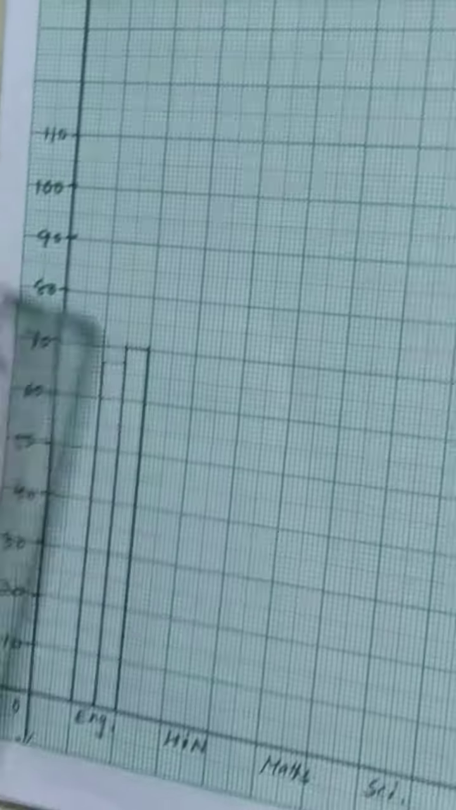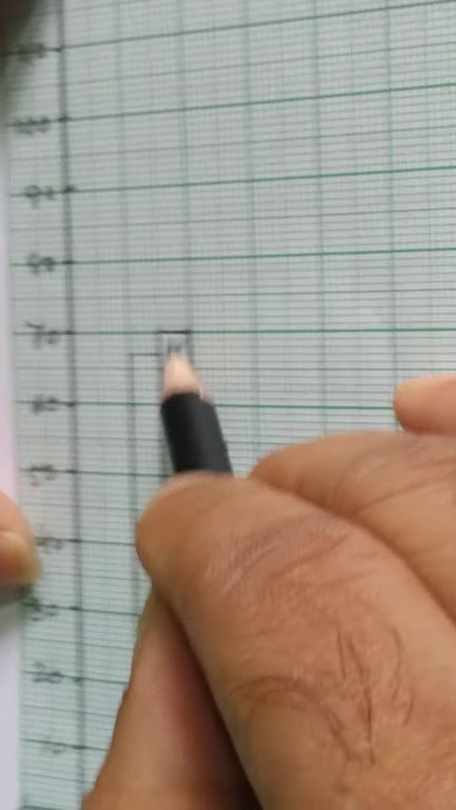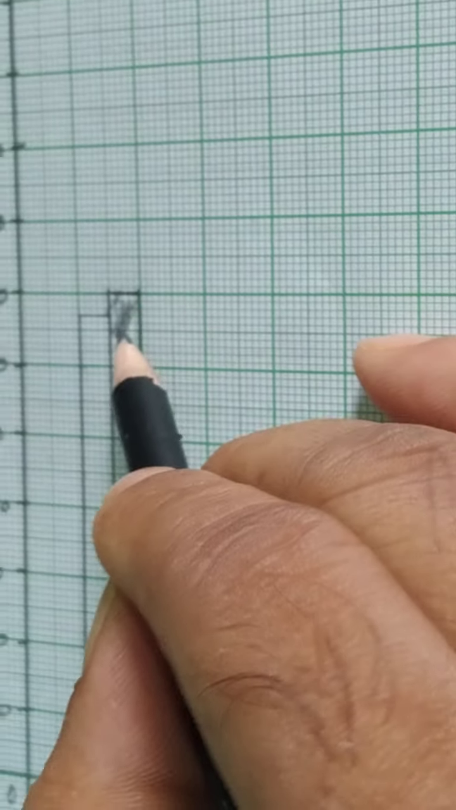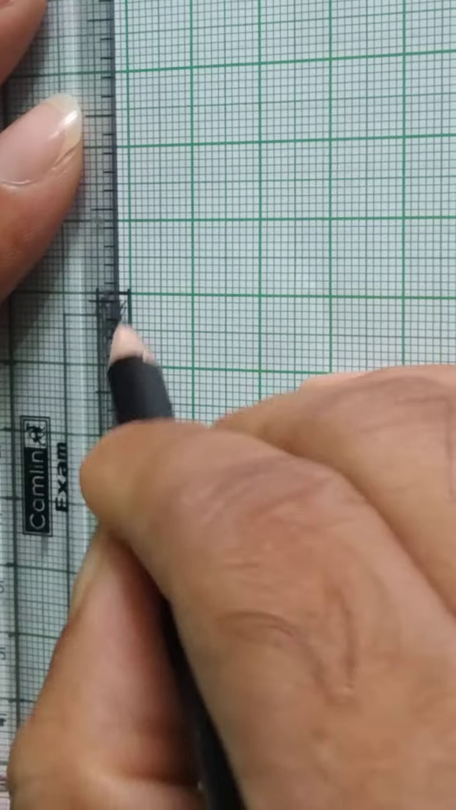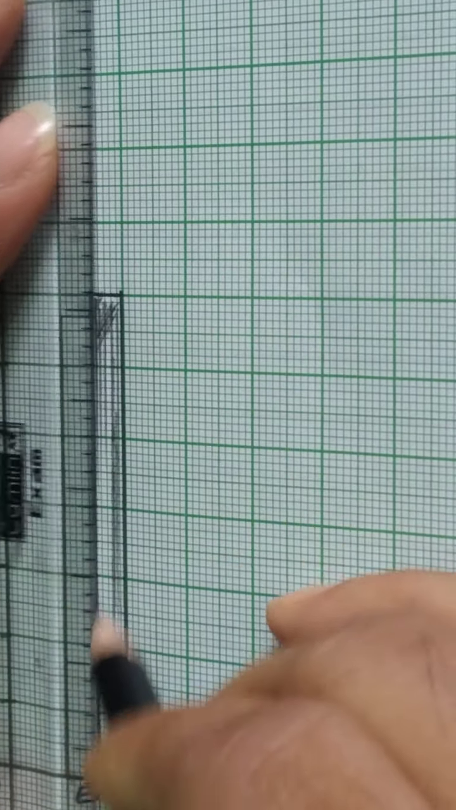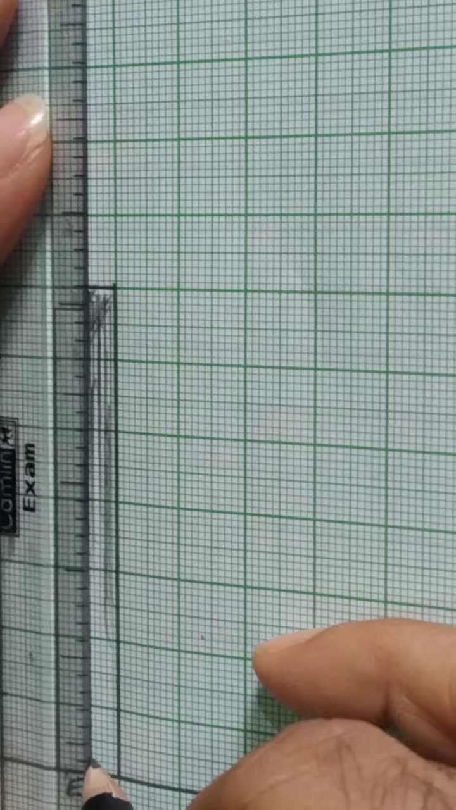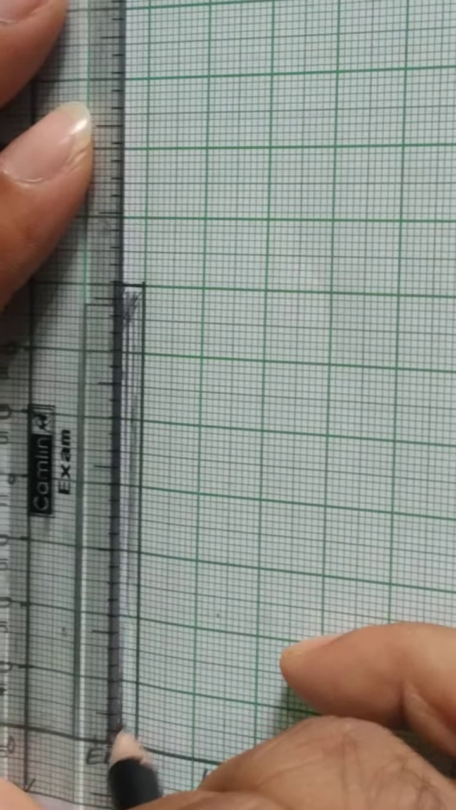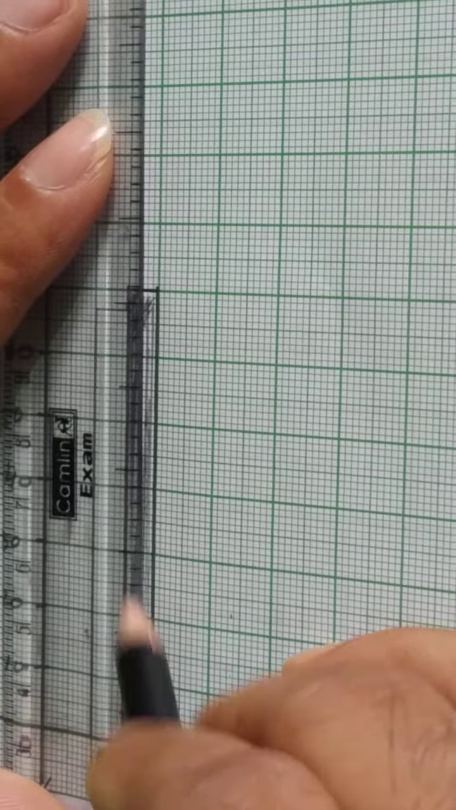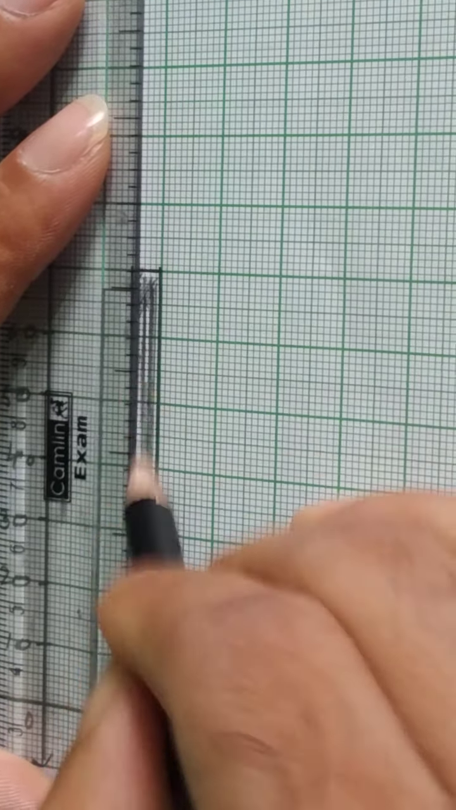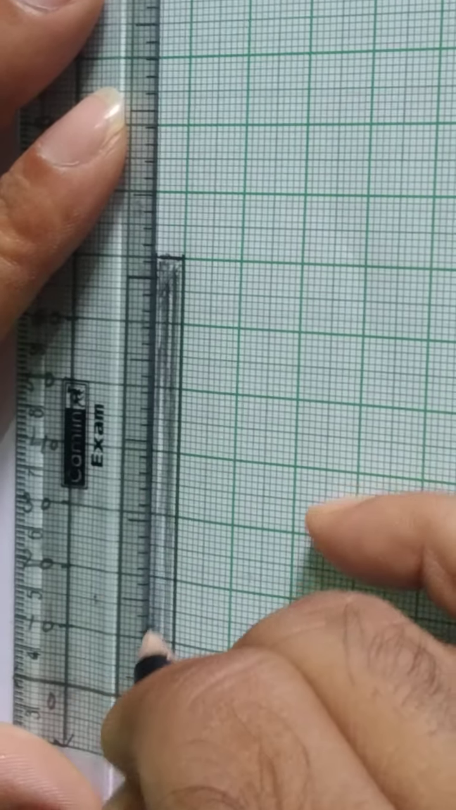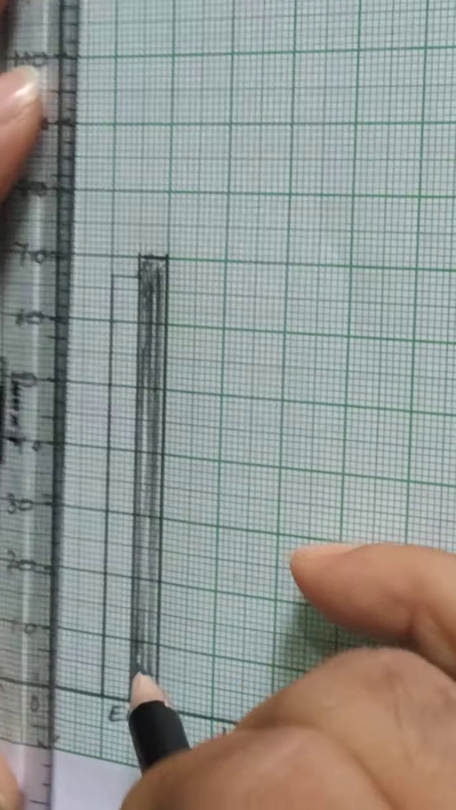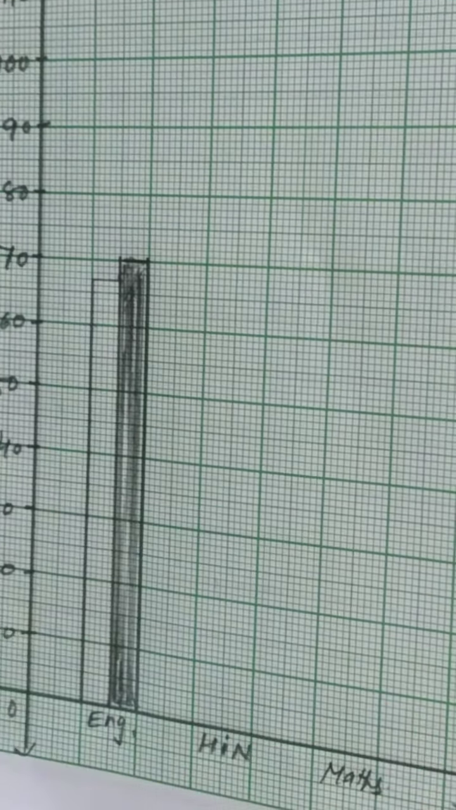Now how to differ it? See, by doing a shading. Suppose for the second semester we'll do the one shading, right? So easily like this way we can differentiate the first and second semester. Understood? Sure? Good. Now let's go for the next subject, which is the another subject, Hindi.